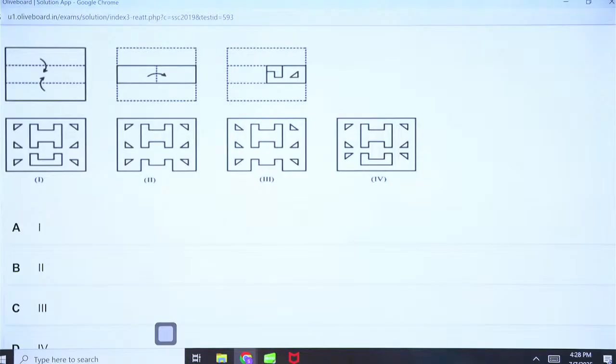One and 4. What is the difference between 1 and 4? Triangle placements are also almost similar, just that their placed areas are differing. Okay, 1 also cannot be the possibility.